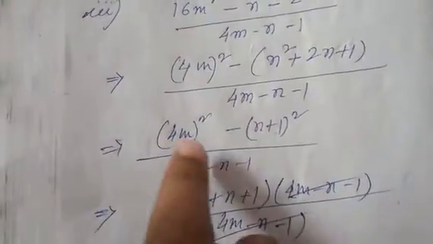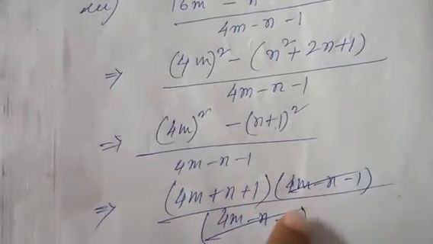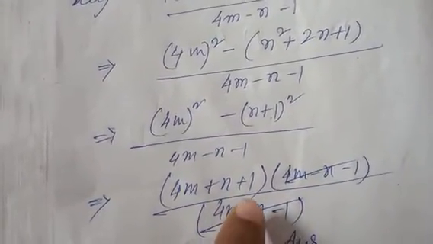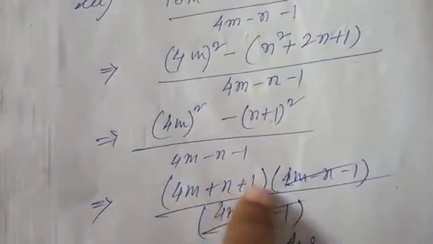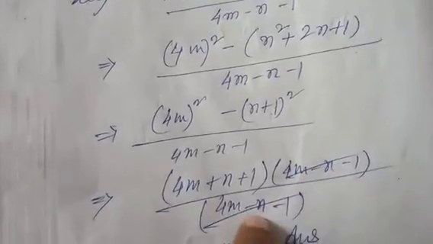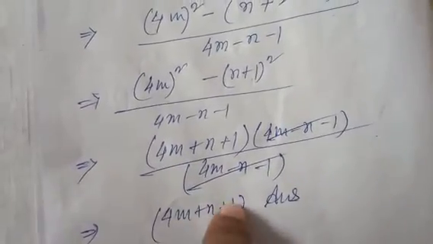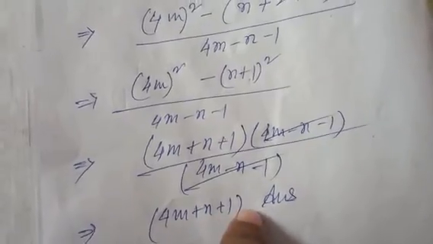So again it is the form of a square minus b square, which is a plus b into a minus b. Okay, then a for 4m, b for n plus 1. So we have a plus b, a minus b, and they cut each other. Therefore the remaining part is 4m plus 1 plus n plus 1, 4m plus n plus 1. It is the answer. Okay.